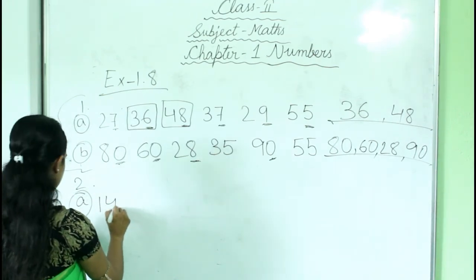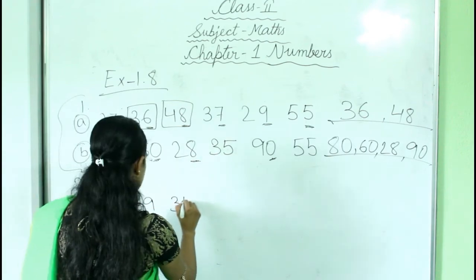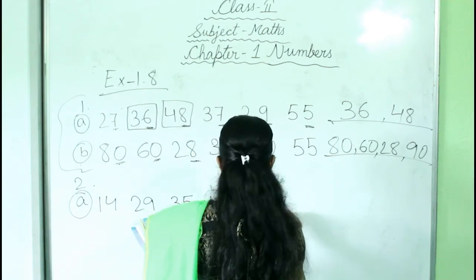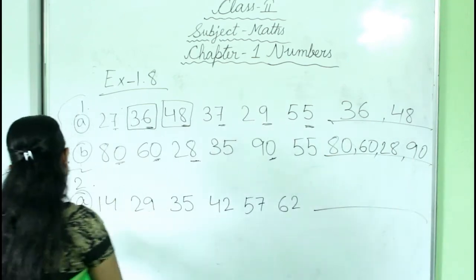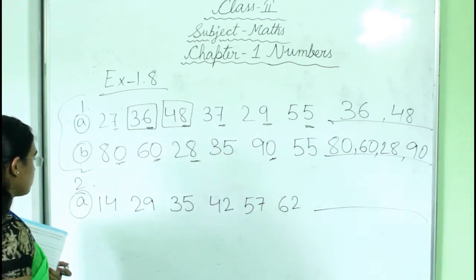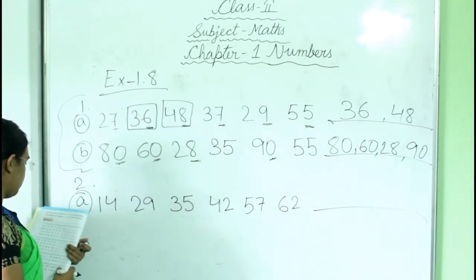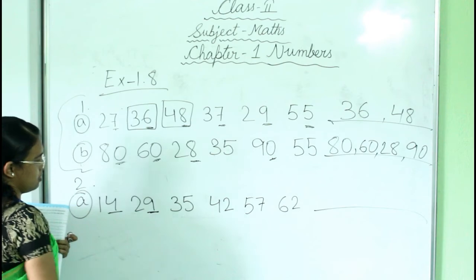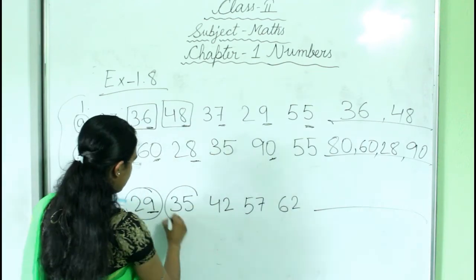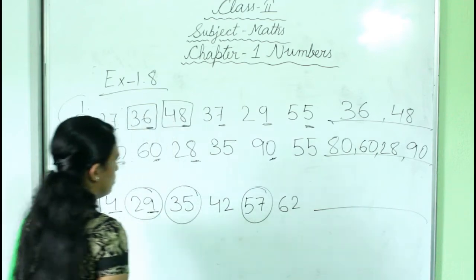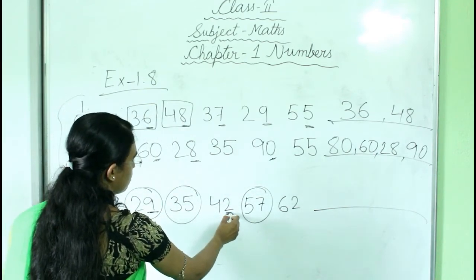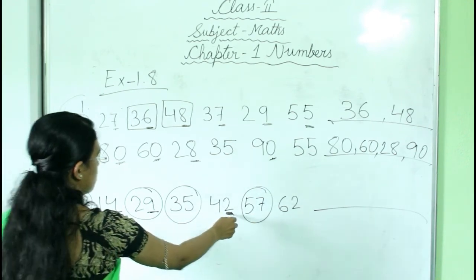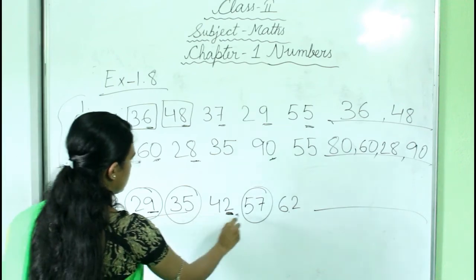First question is 14, 29, 35, 42, 57, 62. We have to find out the odd numbers. Odd number means which we can't make any pair. Now 4 is the even number, 9 is an odd number, then 5, then 7. Okay. So with the help of 2 we can make pair, right? So these 3 numbers are even numbers, but these 3 numbers are odd numbers.